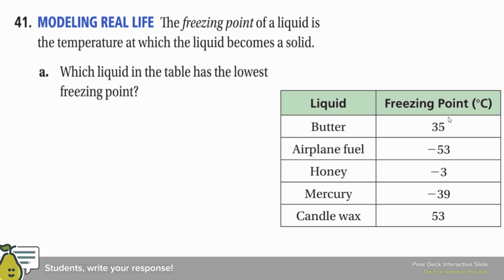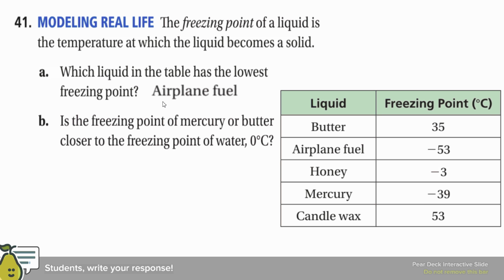So if we look at it, 0 degrees Celsius is what they're talking about. So this is really, really cold, negative 53. And that liquid would be airplane fuel. So that freezes at negative 53 degrees Celsius. So the biggest negative number integer would be the one that has the lowest freezing point. So if you said airplane fuel, you were correct.